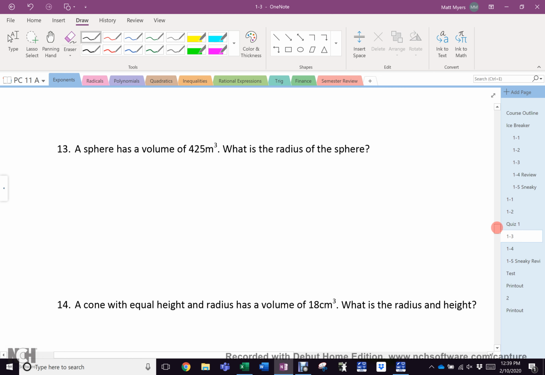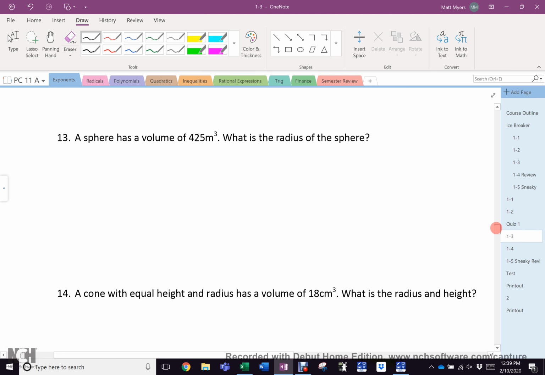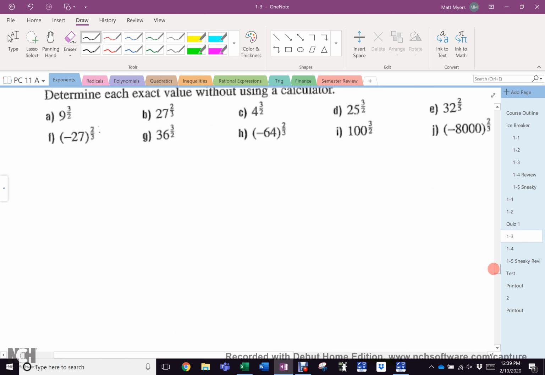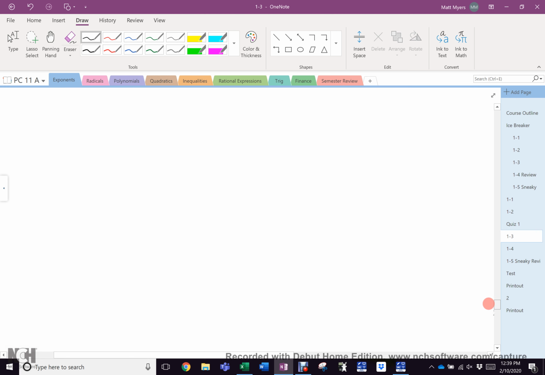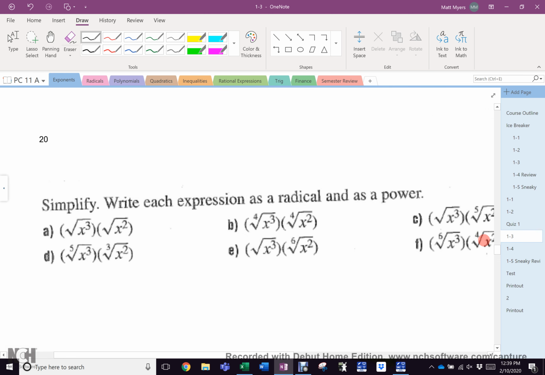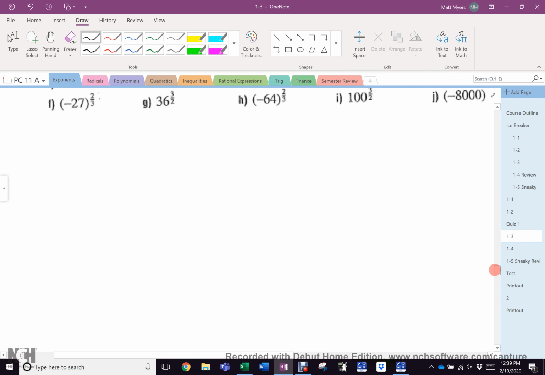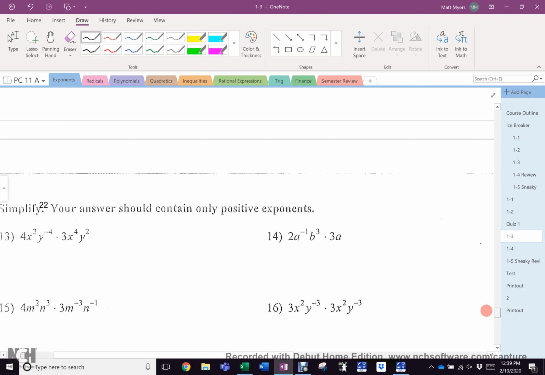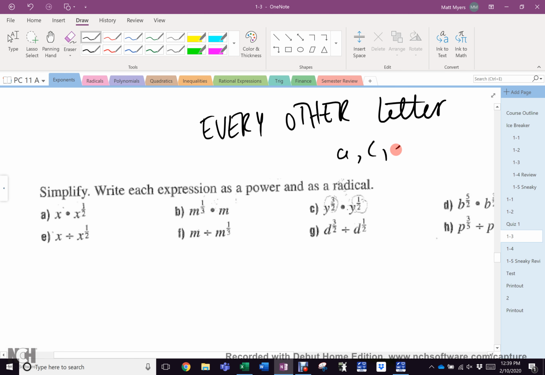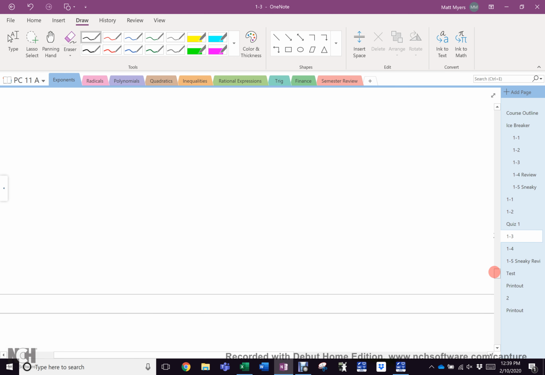Don't do 13 and 14 because I don't want to review what the formulas are for those things. Okay. I think I did not supply the answers here. So let's go with 20 and 21. Let's go with every other letter. So A, C, E, and so on. I trust you.